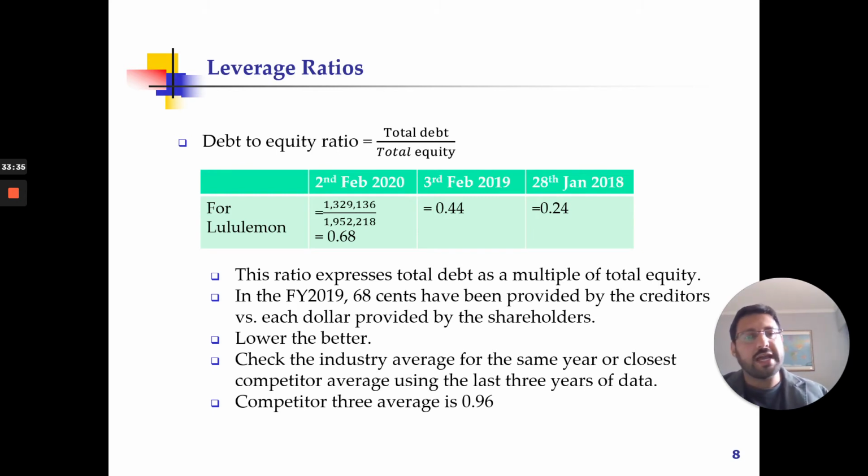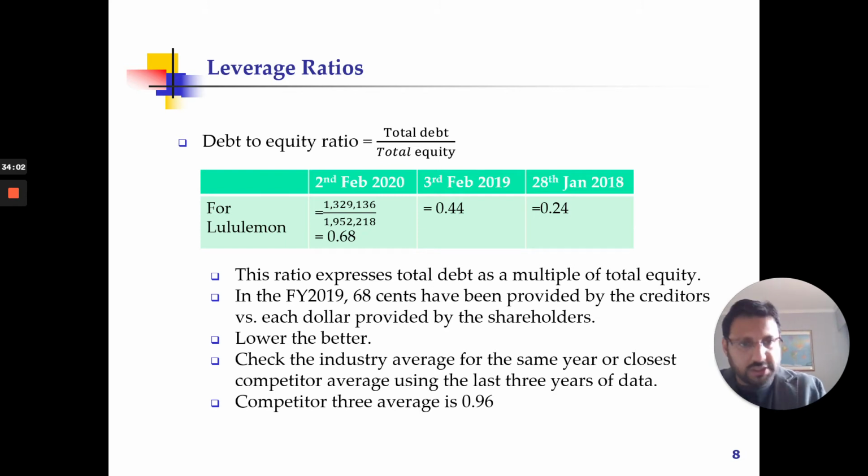This ratio expresses the total debt as a multiple of the total equity. There is no version for this. You can simply use the total debt, so that it can give you the overall situation of how much liabilities there are for each dollar put in by the shareholders.